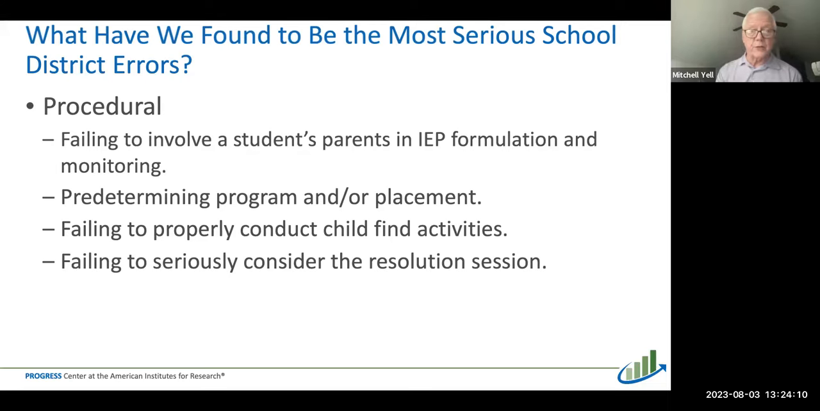So those are the procedural errors that we have found to be the most serious and the most likely to lead to a denial of FAPE. Another is if you do multiple procedural errors, even small ones. Courts have sometimes said that multiple procedural errors, even if they don't deny FAPE in and of themselves, could mount up to be a denial of FAPE. So next, we're going to move on, and David's going to talk about the serious substantive errors.